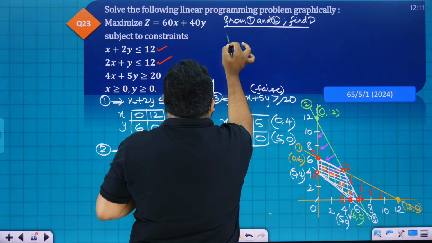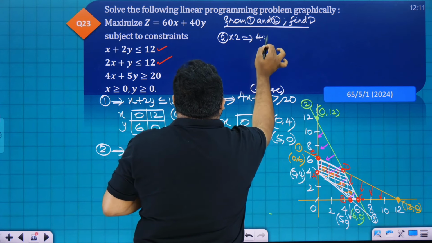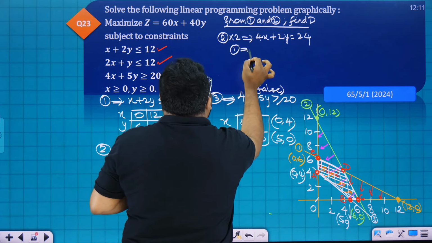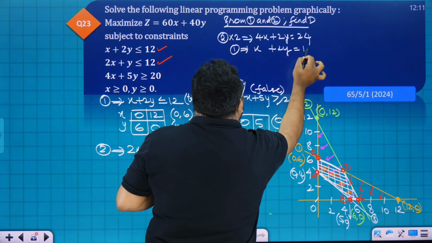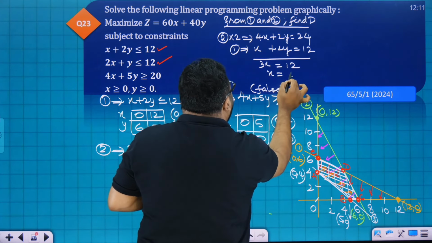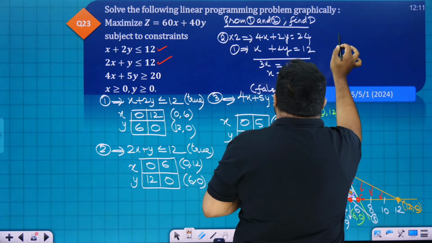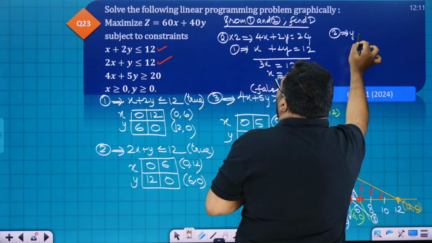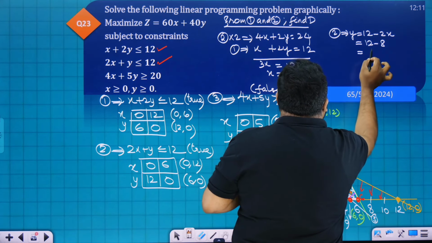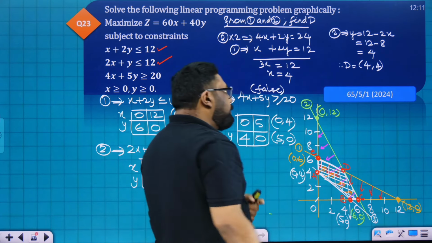So what I'll do is, I'll multiply equation number 2 with 2. I will get 4x plus 2y equals 24. Equation number 1 implies x plus 2y is equal to 12. You subtract them, you will get 3x is equal to 12, x is equal to 4. Okay, now we go for y. Put in an equation. Equation number 2 implies y is equal to 12 minus 2x. That is equal to 12 minus 8. That is also 4. Therefore, D is equal to (4, 4).